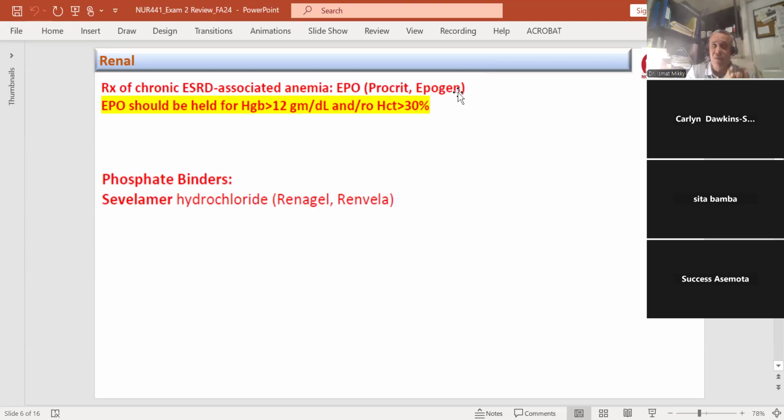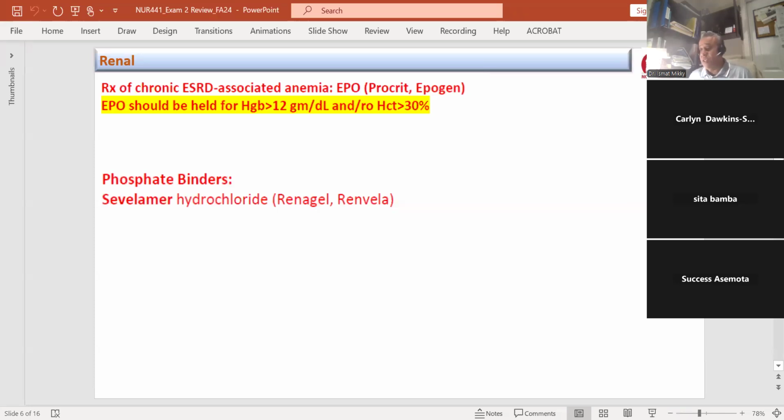Patients with H and H, hemoglobin and hematocrit, of 12 and 30 or above, hold EPO for that patient; it should not be given. And I'm sure that you know why. Can you provide the rationale why it should be held when hemoglobin is 12 or higher and or hematocrit 30 or higher? High blood pressure. Right, high blood pressure and stroke.